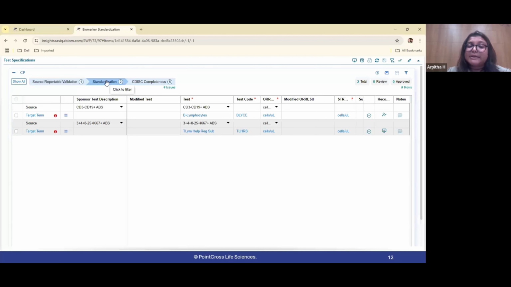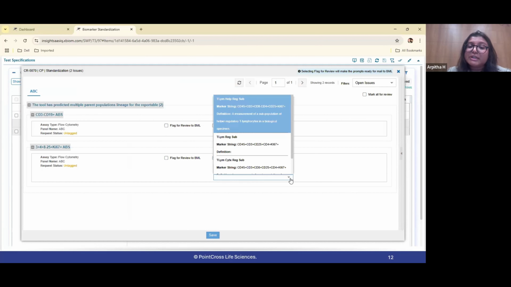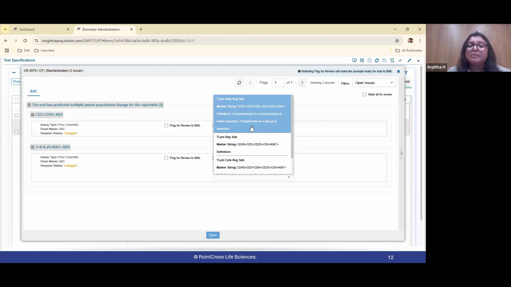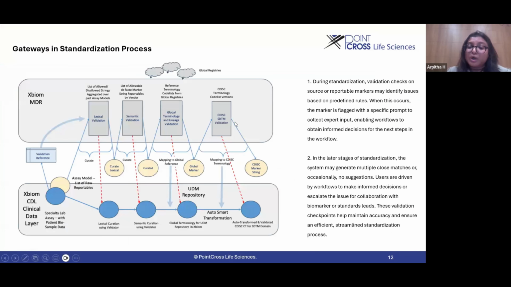In the stages during standardization, if multiple recommendations are generated, it again prompts for a decision-making workflow where the tool prompts for a particular string of markers. There are multiple recommendations generated, and it asks for an expertise review to choose the correct definitions for this particular reportable and then proceed with the standardization. So these checkpoints allow you to standardize the data consistently and ensure governance is maintained from the start to the end of the standardization process.